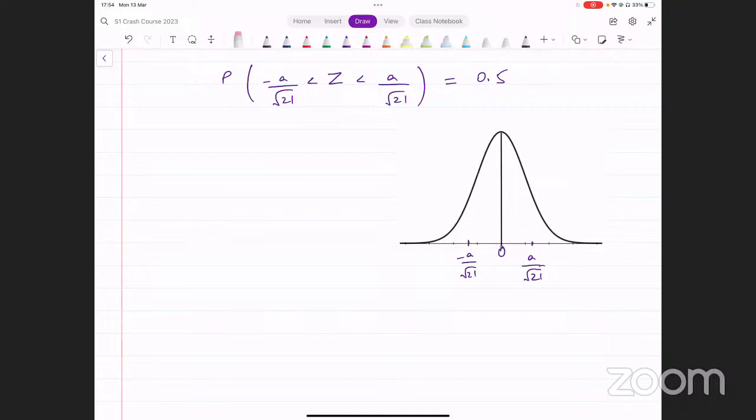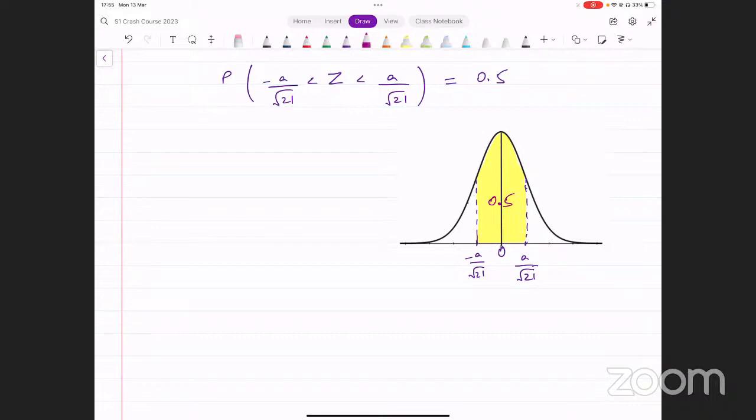And what we're given is that the area between them, they might actually be closer. So that's 0.5. So let's say they're here. But again, the distance from 0 is equal. And we know that the area between these two points is equal to 0.5. This is what we're given. That the area between these two points is equal to 0.5. This region is 0.5.